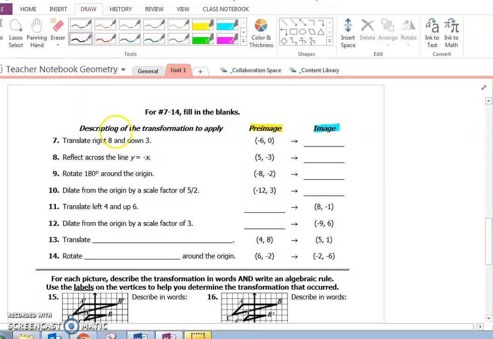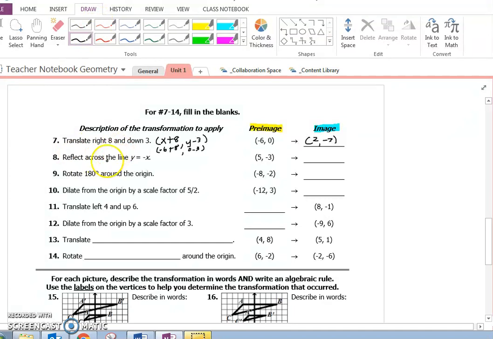Alright, so this first one, it says translate right 8 and down 3. So you just need to know that this is saying x plus 8, y minus 3, right? That's our algebraic rule. And then we're just going to apply this. So negative 6, right? If we were to do our math, negative 6 plus 8, that's x plus 8, and then 0 minus 3. That's our new point. And that would give us 2, negative 3.